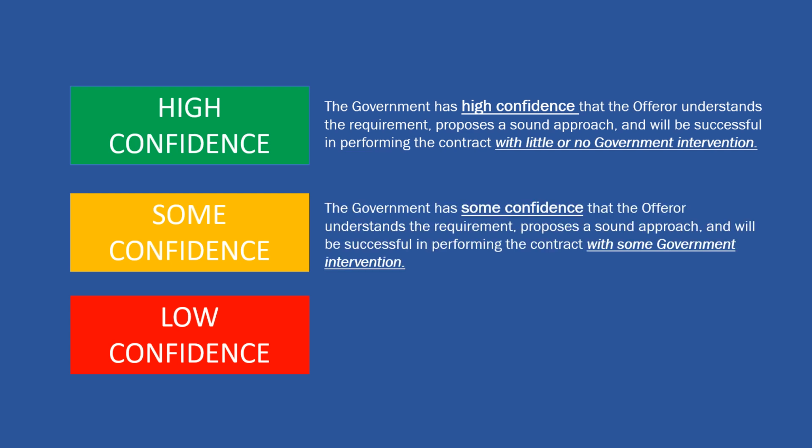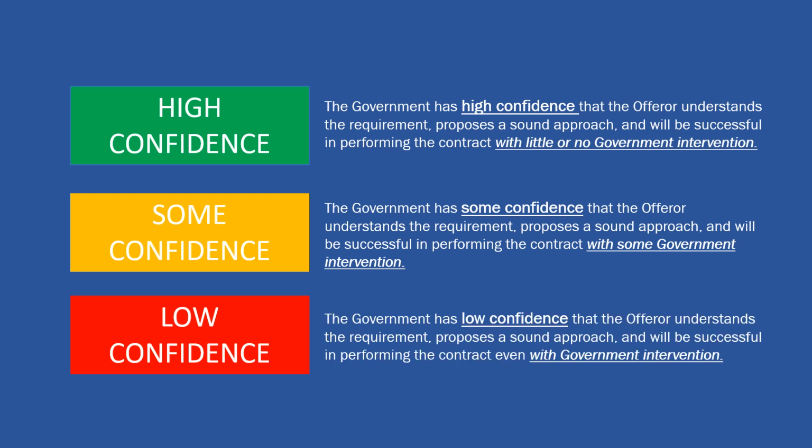The government will mark some confidence when they have some confidence that the offer understands the requirement, proposes a sound approach, and will be successful in performing the contract with some government intervention. The government will mark low confidence when they have low confidence that the offer understands the requirement, proposes a sound approach, and will be successful in performing the contract even with government intervention.